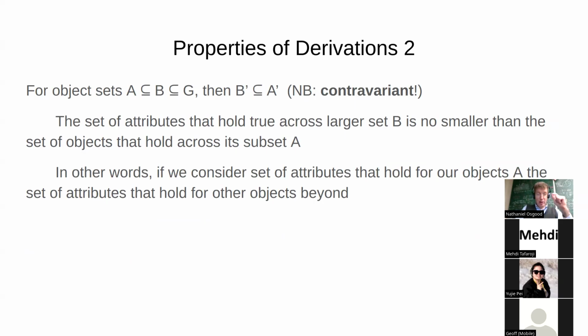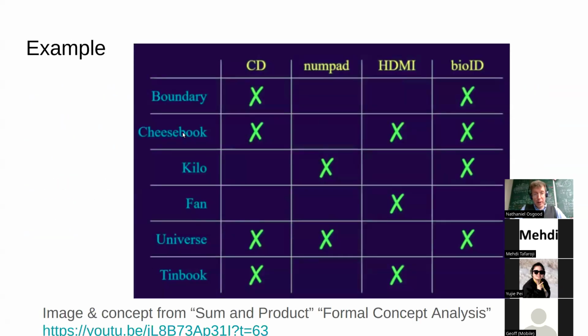But I also hinted earlier at another important property. This is a very pleasing property, but it's contravariant. Just like with other cases of contravariance, it probably merits pause for reflection. Okay, so here's the deal. Do you remember when I asked earlier what attributes are shared by the boundary and cheese book? We found that it was the CD, and we found that it was the bio ID. Those are the set of all attributes shared by these two, right? So if A is these two, A prime is CD and bio ID because they're shared by these two.